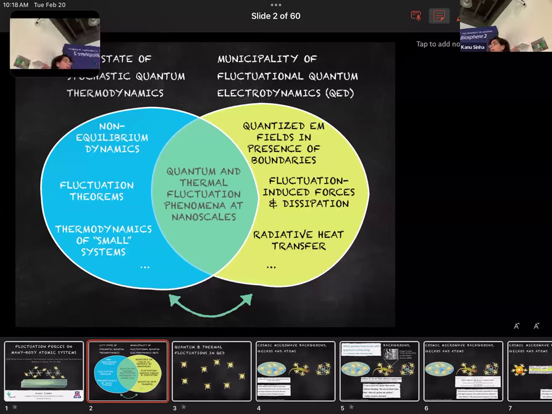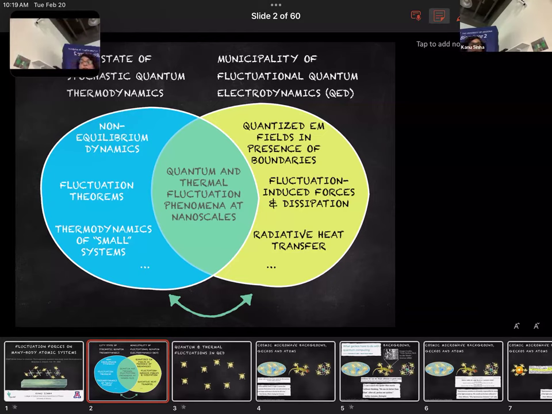As Nicole very nicely introduced with this map of quantum thermodynamics, she pointed to the city-state of stochastic quantum thermodynamics, wherein you study non-equilibrium dynamics of typically small or quantum systems, fluctuation theorems, et cetera. I am principally a resident of the neighborhood municipality, which is one of, well, QED.